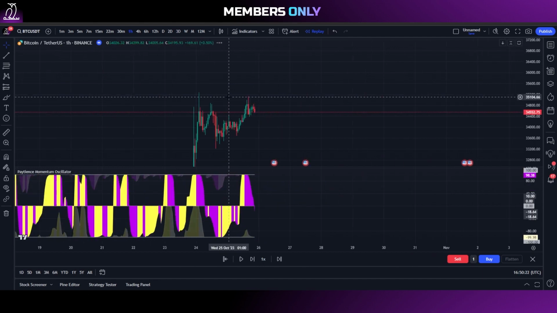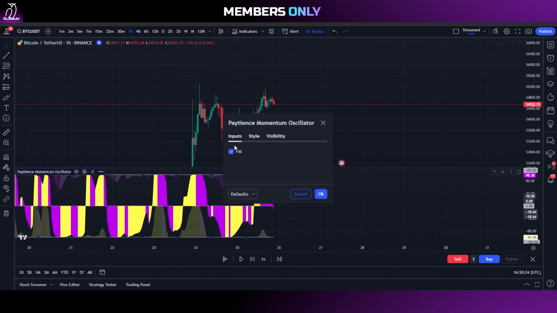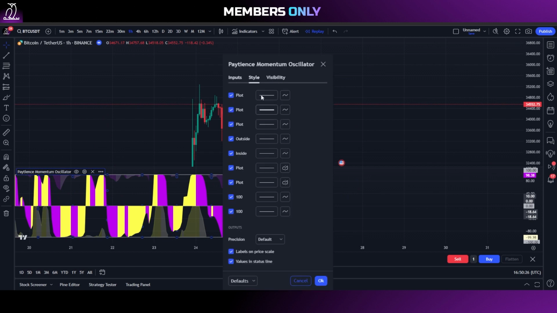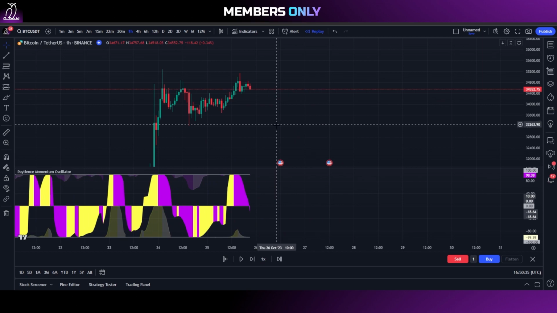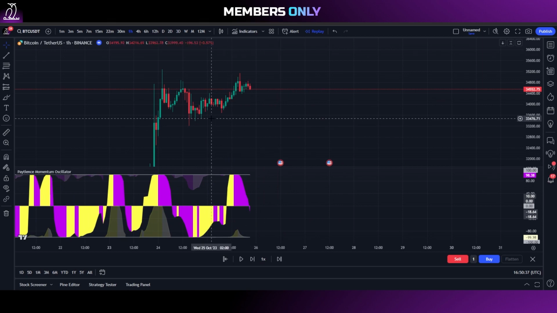So that's just a little bit about how that works. It's very simple. There's not many settings either. You can play around with some of the style and how it looks, and the colors will be there for you to play with as well. But that is how the Paytience Momentum Oscillator works.